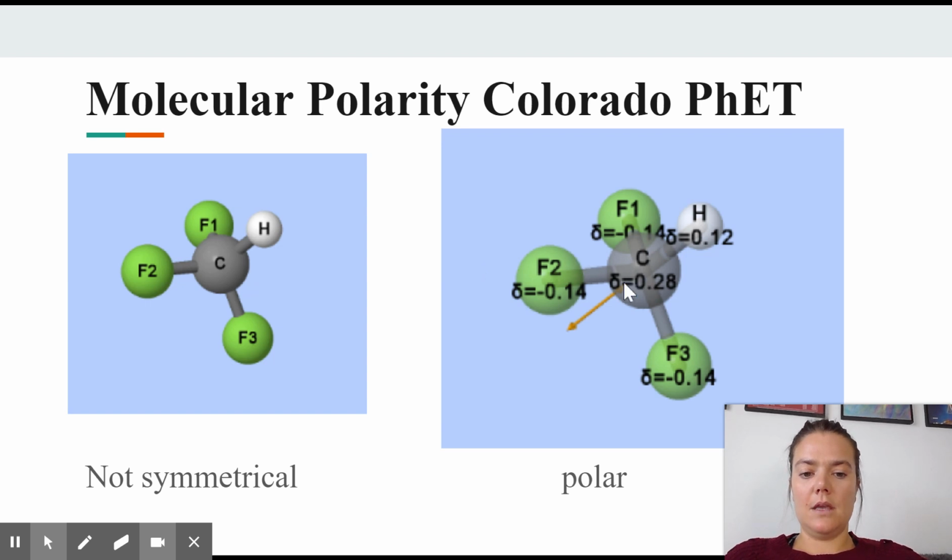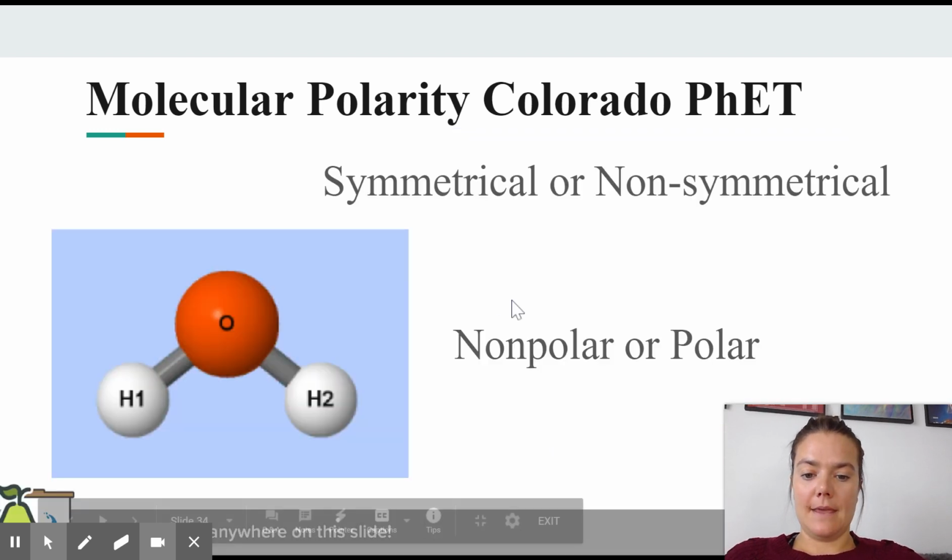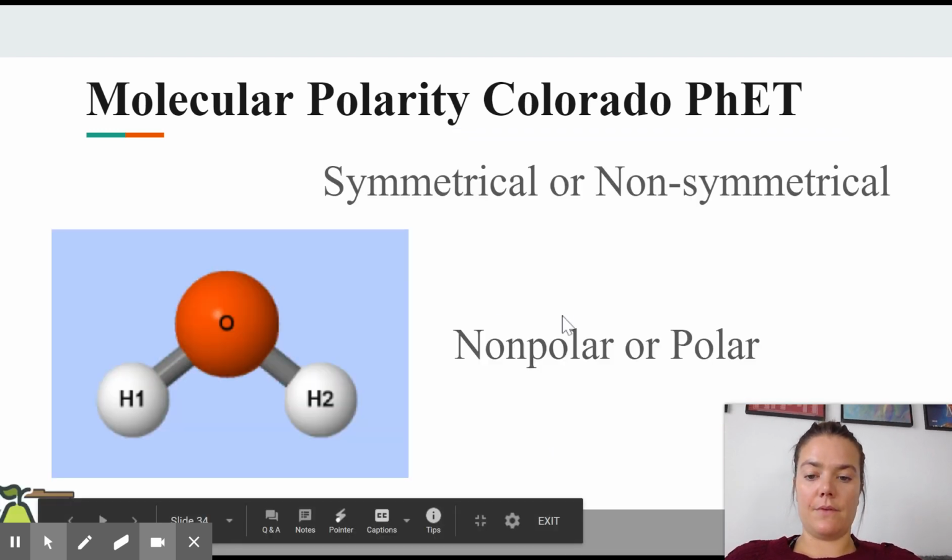And so the electrons are not equally pulled. They're going to get pulled away from that hydrogen. It is not symmetrical if you cut it in several directions. So it is polar. All right, and then this is our big example that we're focusing on.